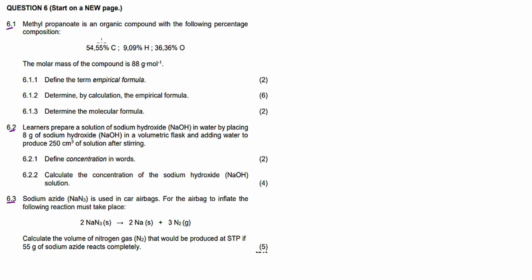Alright, in stoichiometry they usually give you percentages. Carbon is 54.55%, hydrogen is 9.09%, and then oxygen. So this compound is given in percentages, and then the molar mass. In such a case, just know that you will calculate the empirical formula as well as the molecular formula, the true formula.